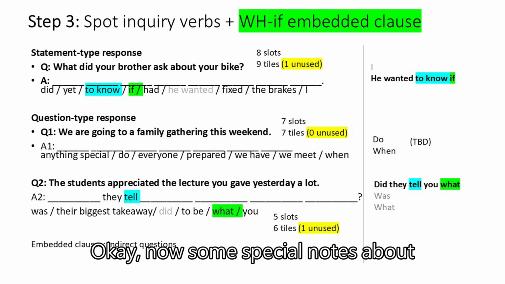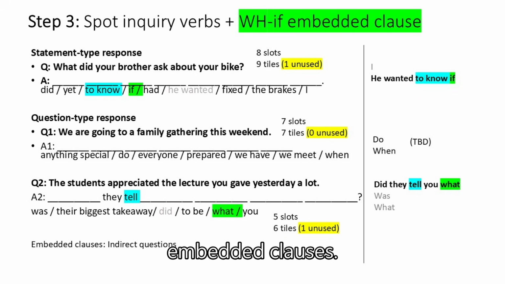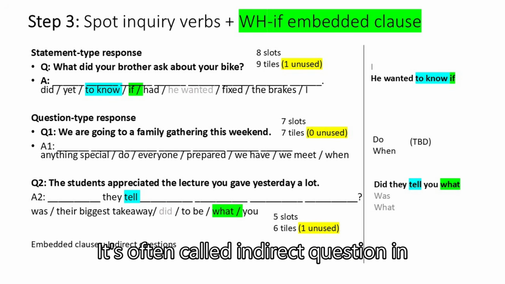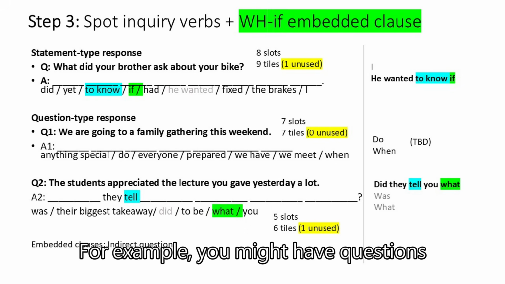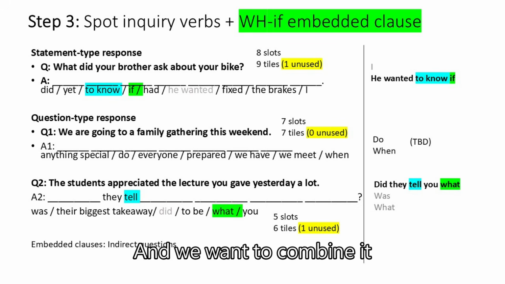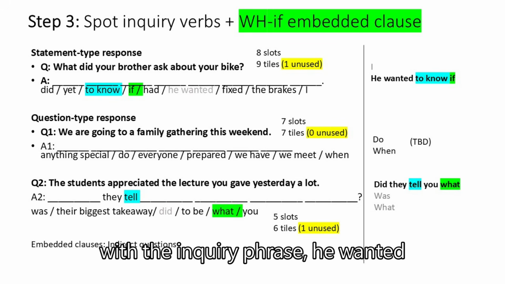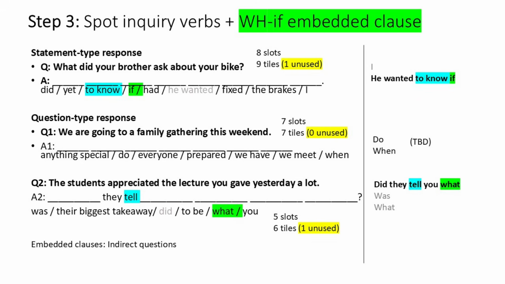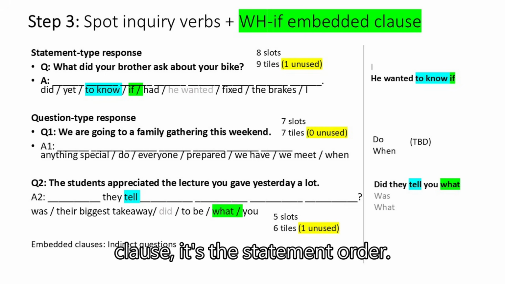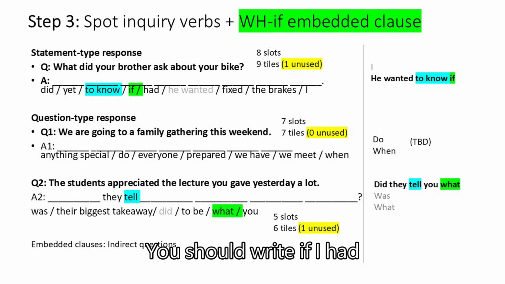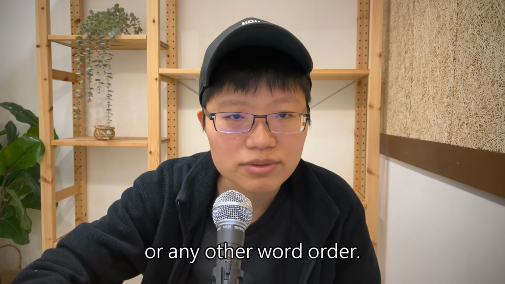Okay, now some special notes about embedded clauses. Think of it as a question inside a sentence. It's often called indirect question in some grammar books. For example, you might have questions like, had I fixed the brakes? And we want to combine it with the inquiry phrase, he wanted to know. So it turns into, he wanted to know if I had fixed the brakes. The rule is, inside that embedded clause, it's the statement order. You should write if I had fixed, not if had I fixed, or any other word order.